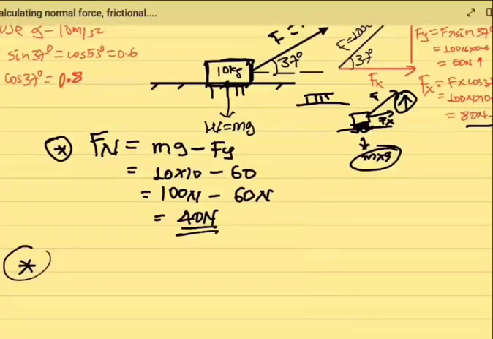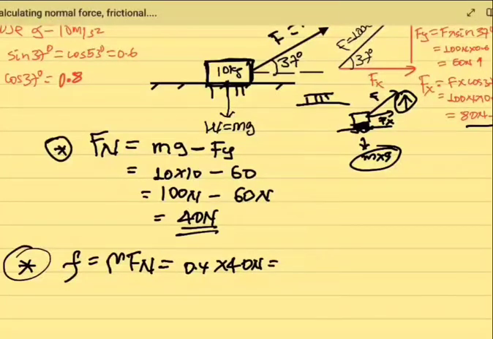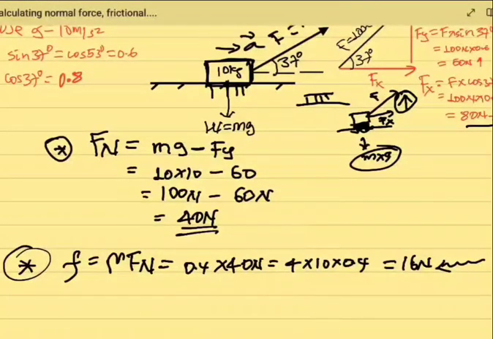By definition of frictional force, small f is the frictional force. This is equal to the coefficient of friction times the normal force. This is 0.4, the coefficient of friction, times the normal force. So this is the frictional force that resists your motion. The direction of the frictional force is always opposing the motion. The acceleration is in this direction, and the frictional force is resisting your motion in the opposite way.